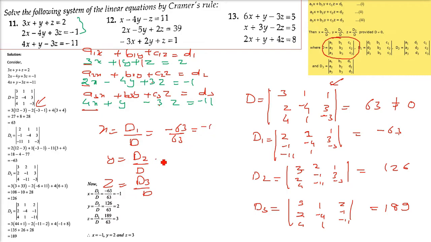Now we have 126 divided by capital D. So 126 divided by 63 is 2. Then we have 189. 189 divided by 63 is going to be 3. So x is negative 1, y is 2, z is equal to 3. This is how we solve a linear equation with 3 variables by Cramer's rule.